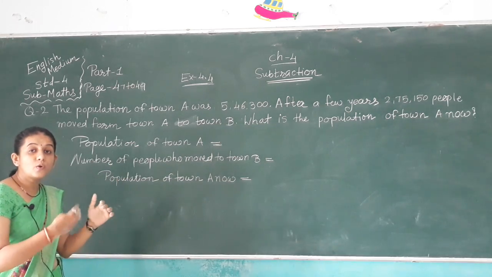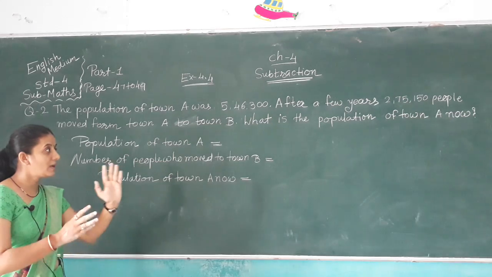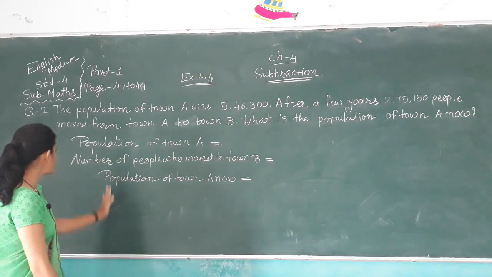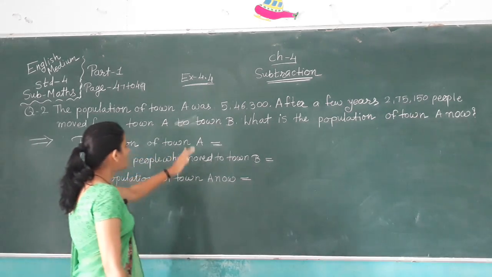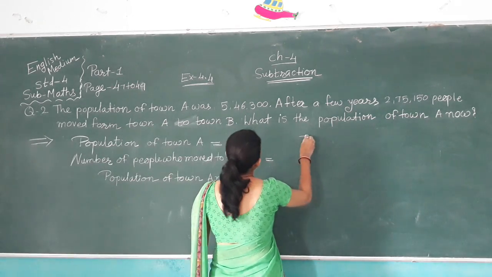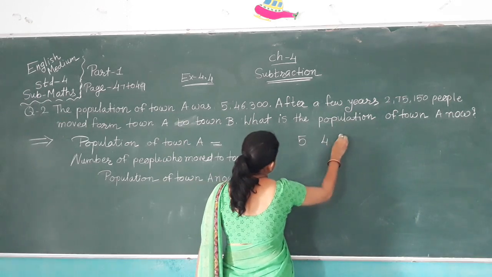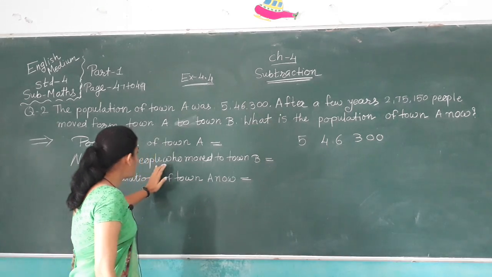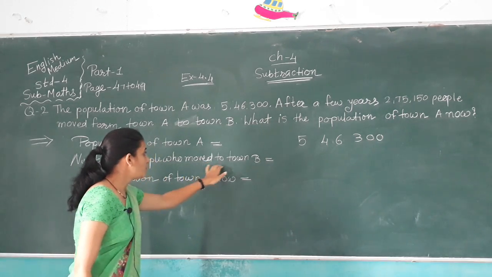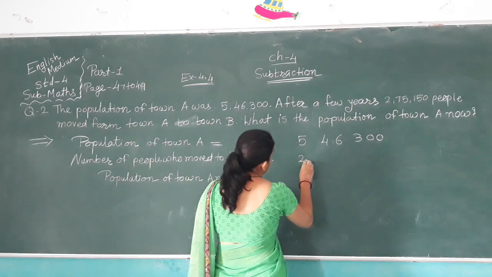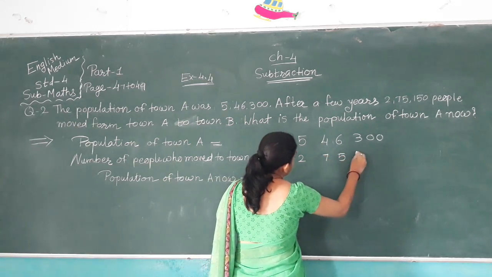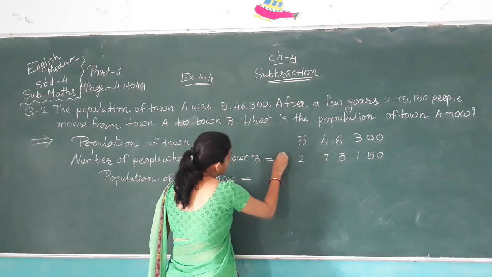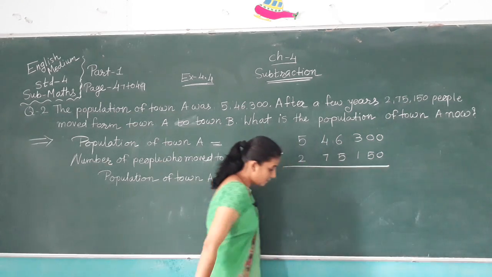That means what do we do here? Subtraction. So what is the population of town A now? So look here, all students. The population of town A is 5,46,300. Then the number of people who moved to town B is 2,75,150. We do subtraction. So now we subtract both numbers.